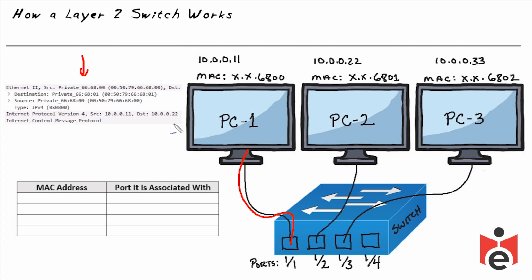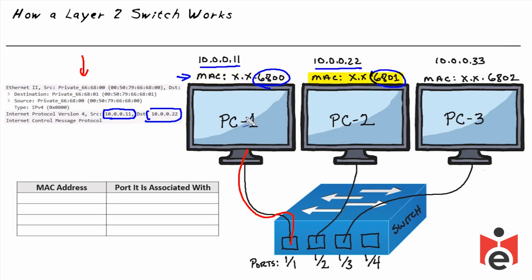And just to give a clear picture of what's happening, PC 1 is doing a ping here. It's sourcing it from its IP address of 10.0.0.11, and it's pinging over to 10.0.0.22 right here. Now that's the layer 3 information, but at layer 2, that corresponds to the source MAC address ending in 6800, this guy right here, going to the destination MAC address of 6801, which is this guy right here.